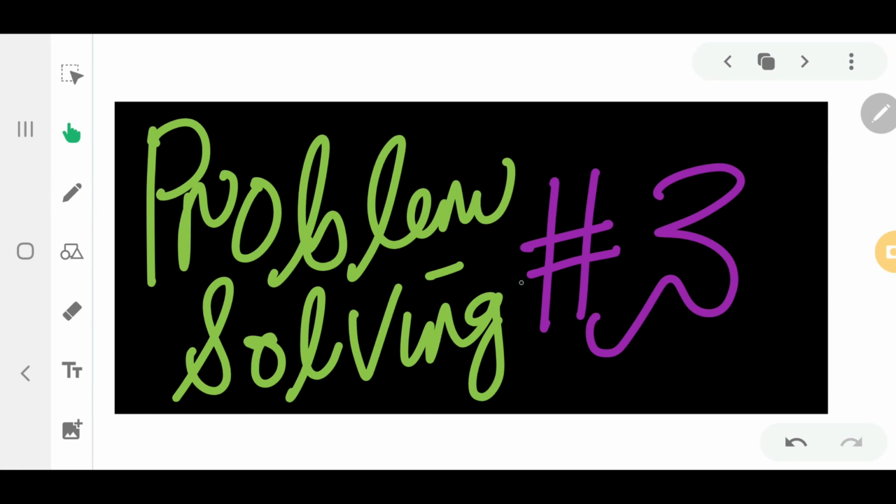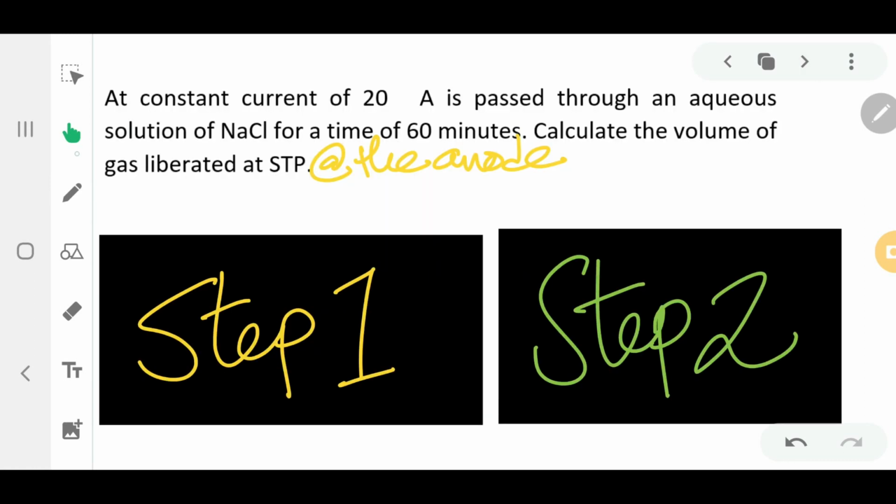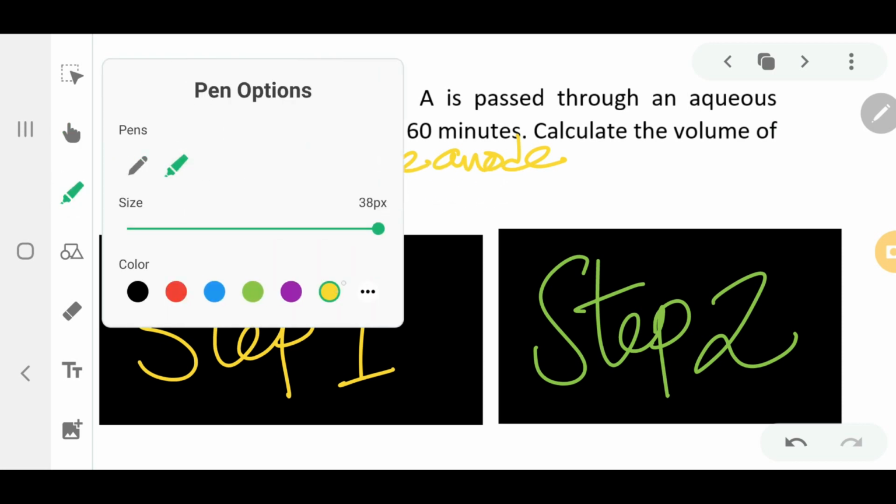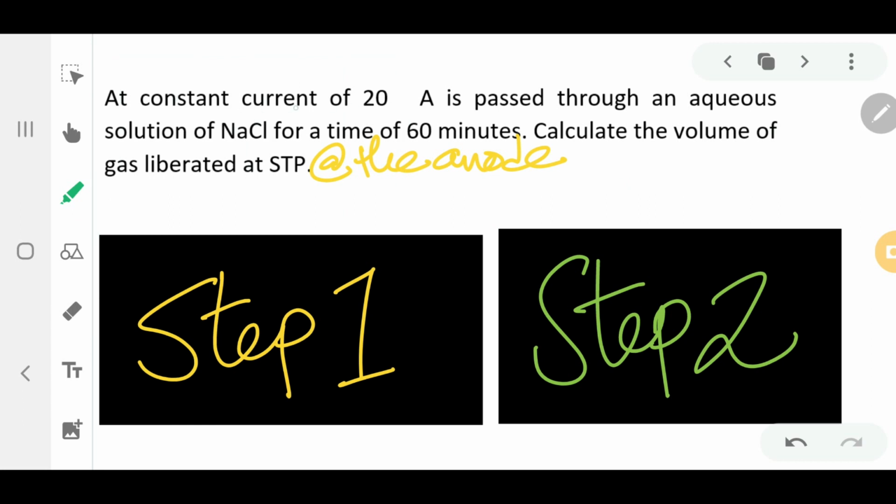Now let's have a look at problem solving number 3. For this question, we need to find out the volume of gas being liberated at standard temperature and pressure at the anode. What is given to us, we have the current 20 ampere passing through an aqueous solution of NaCl for a time of 60 minutes. So we need to find out the volume of gas at standard temperature and pressure at the anode.